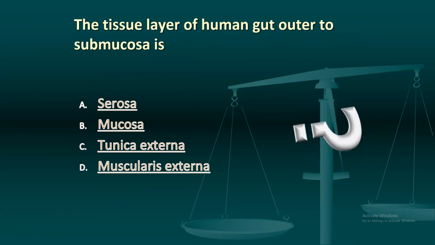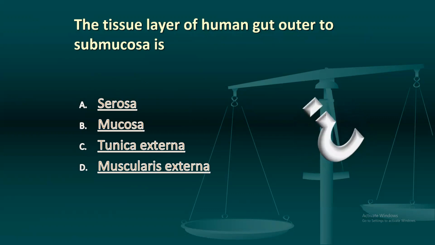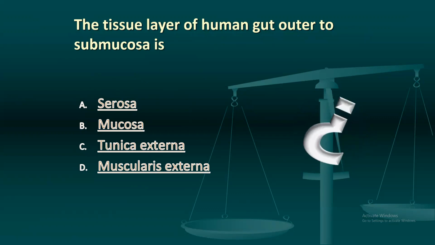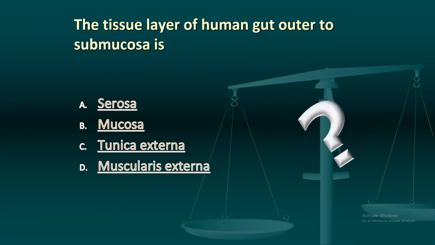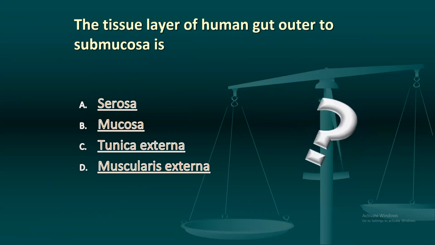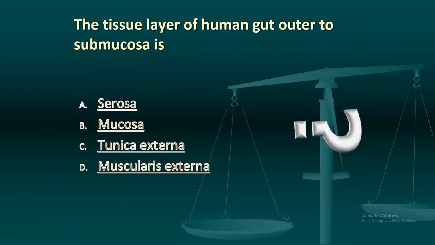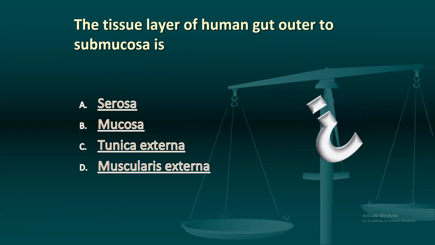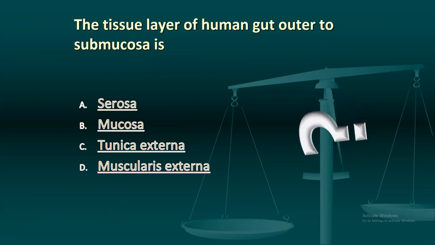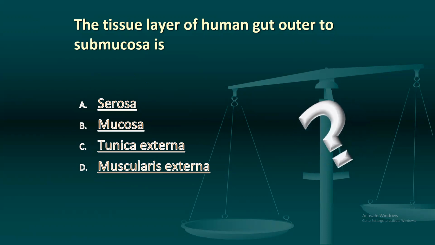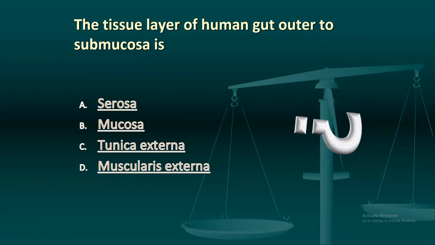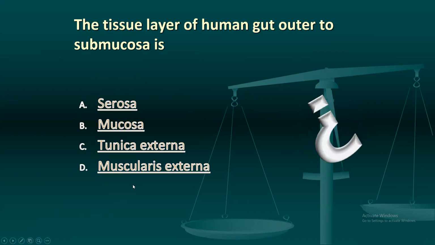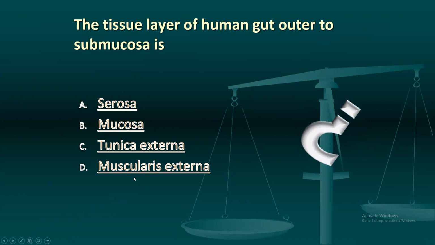Next, the tissue layer of human gut outer to submucosa. While you are seeing from inner to outer, it is very clear to understand. The innermost layer is mucosa. It is followed by submucosa. Submucosa is followed by muscularis. So what is the name of the layer which lies outer to submucosa? Muscularis externa. So option D is the correct answer.